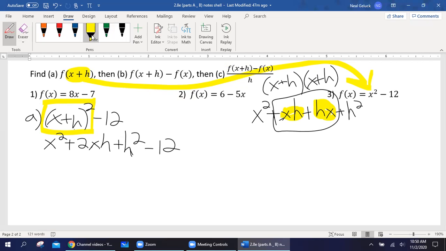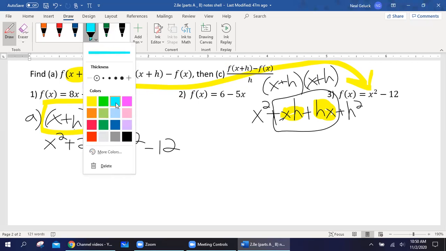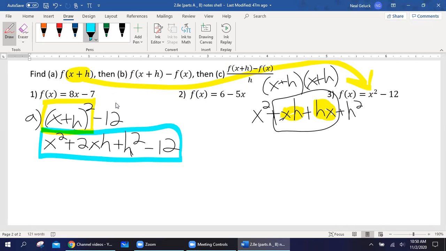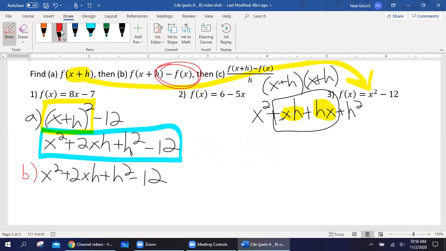Okay, so that was part A. That's the answer to part A. Part B says, okay, take that answer and subtract off the original function. Remember, minus f of x.